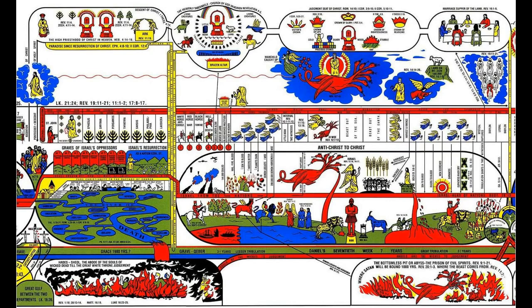Also from Joel. The sun will be turned to darkness and the moon to blood before the coming of the great and dreadful day of the Lord. Revelation. Take your sickle and reap, because the time to reap has come. The harvest of the earth is ripe. So he that was seated on the cloud swung his sickle over the earth, and the earth was harvested.